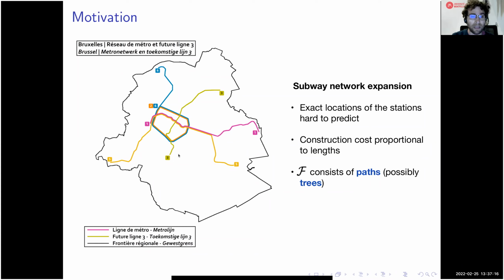In particular, they may not be able to locate the station exactly where they want because of many political or environmental issues. So because the length of the line depends on the exact location of the station, you may consider that that's really a special case of the problem I just mentioned, where the set of feasible subgraphs would be, for instance, trees, or if it's a single line, simply a path. Okay, so that could be one application for the problem.